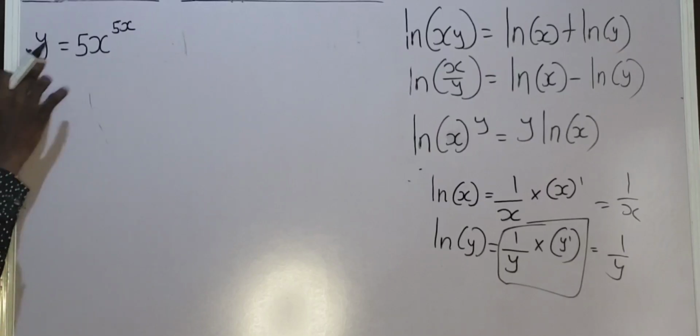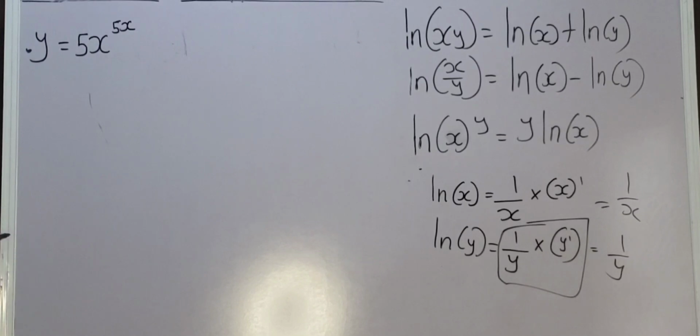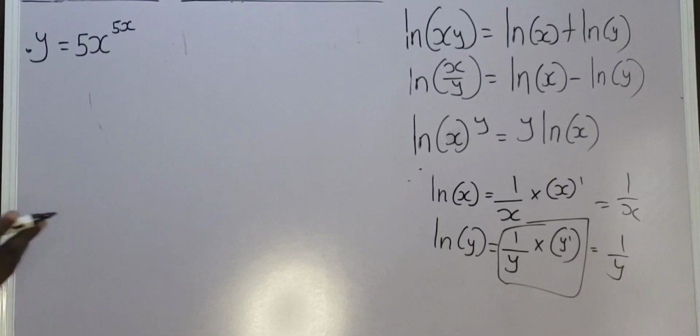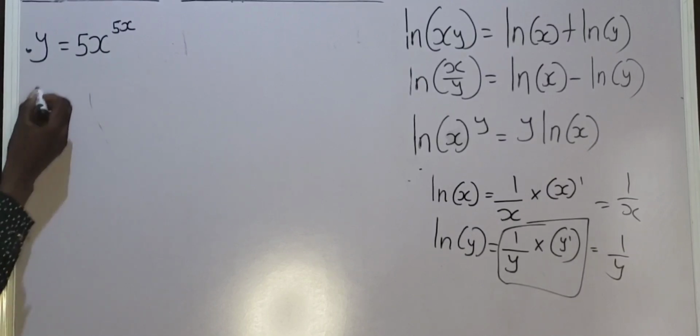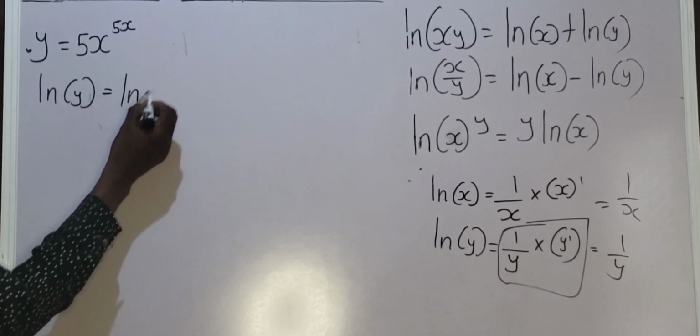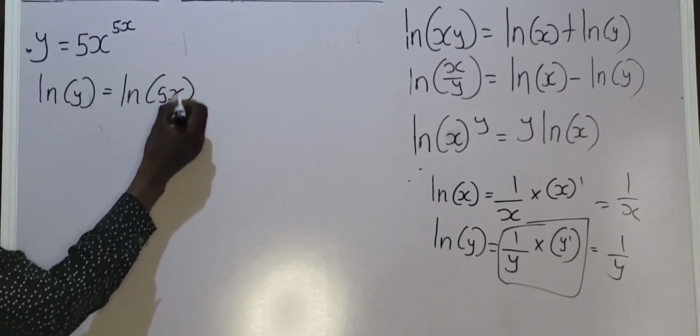Find the derivative of y equals 5x raised to the power of 5x. You can see that all the examples that we have been doing are consistent. That is, they are similar. You understand? So now let's proceed. The first step is that we are going to take the natural log of both sides. So I'm going to have ln y is equal to ln 5x raised to the power of 5x.